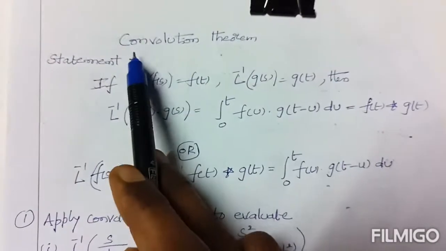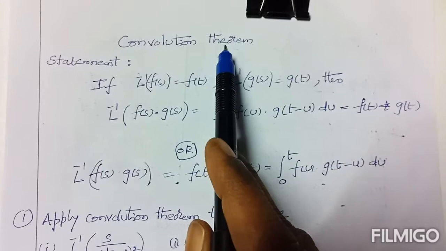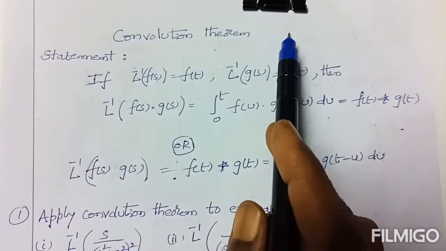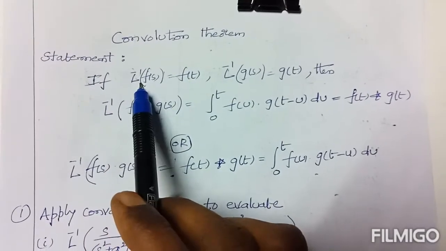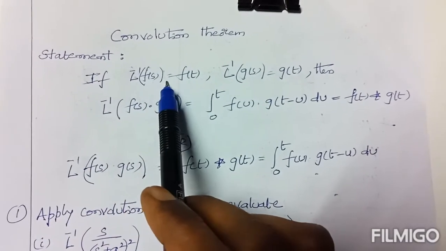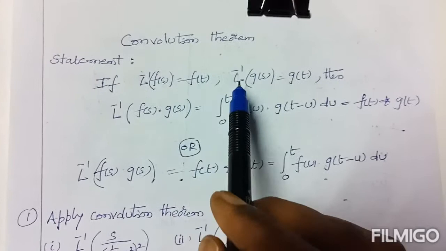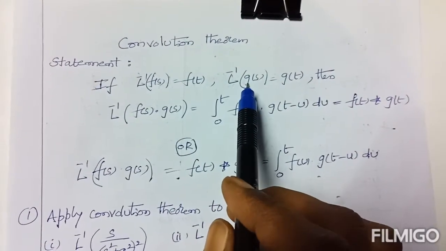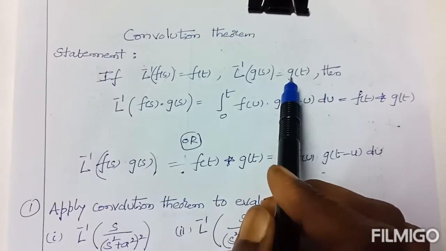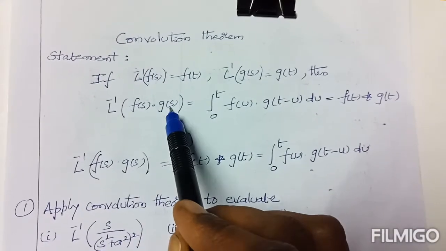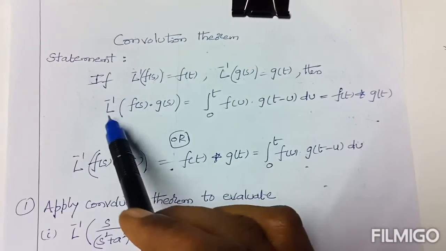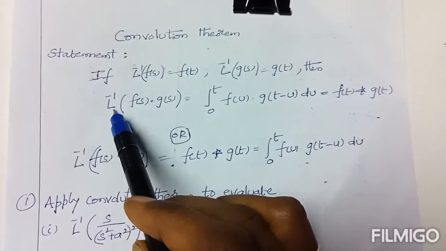Now the next topic is the convolution theorem. The convolution theorem for the Laplace transform is stated as follows: if L inverse of F(s) equals f(t), and L inverse of G(s) equals g(t), then L inverse of F(s) into G(s). Here L inverse is the inverse Laplace transform operator.